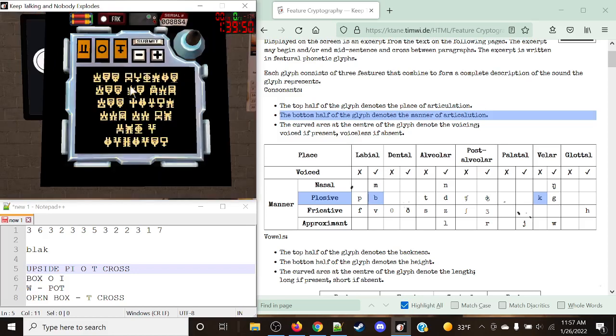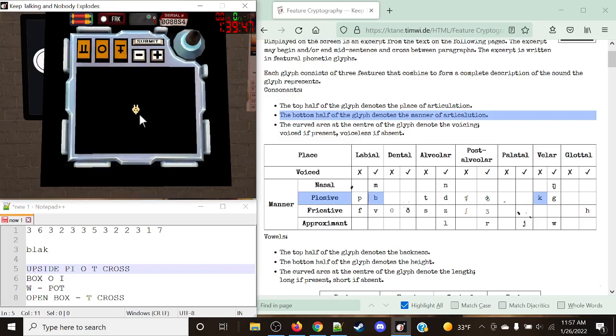There we go. That should work. Okay. Next up we have the box, the Oscar, and the India, like so. Okay. Next up we have the whiskey, sort of like the 2 towers right here, the dash, and the pot. Pot right there. And finally we have open box, or the uniform, the dash, and the Tango cross again.